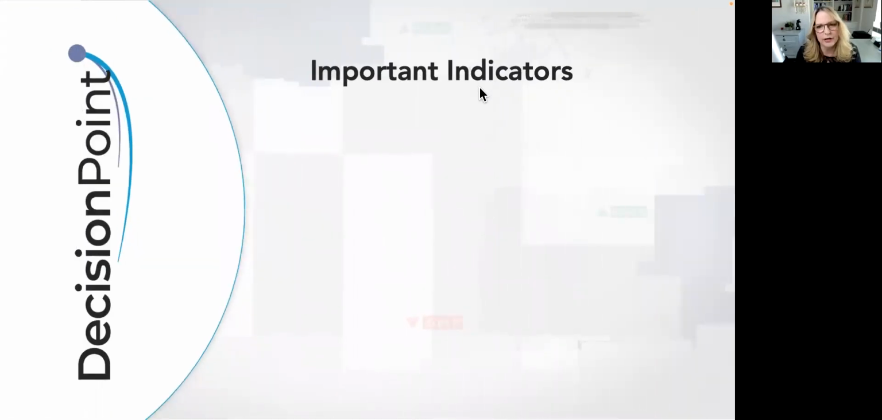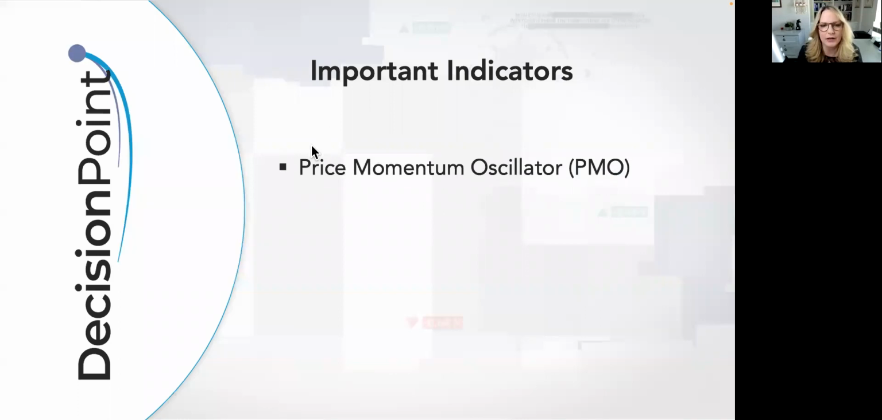So what are the important indicators? The primary indicators I use on my daily and on my 5-minute, number one is the Decision Point Price Momentum Oscillator. It's ours exclusively. You can find it on StockCharts. I believe TradeStation has it. Optima has a tool. I think it's in that one, but it's not in every platform. So it is rather exclusive, and it is our indicator that we came up with.